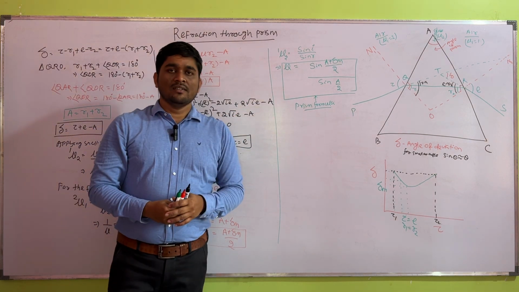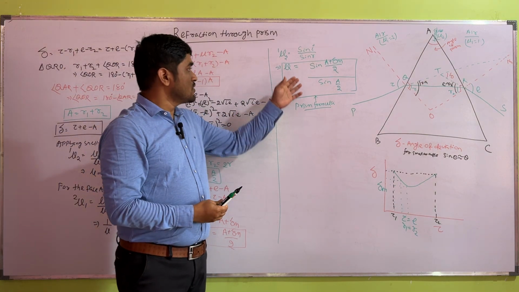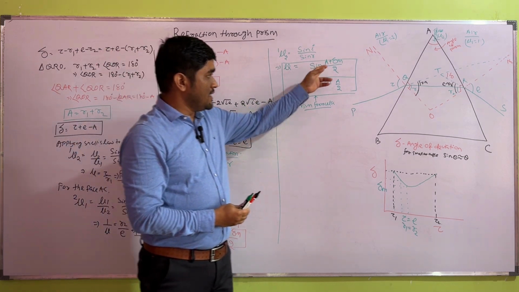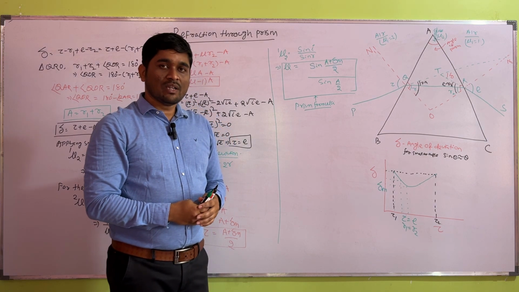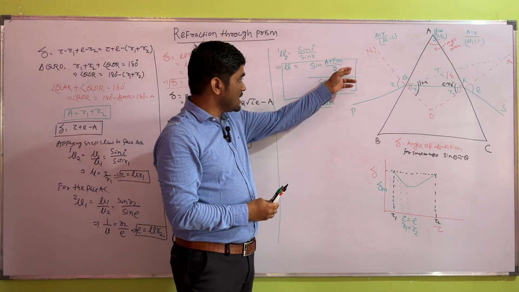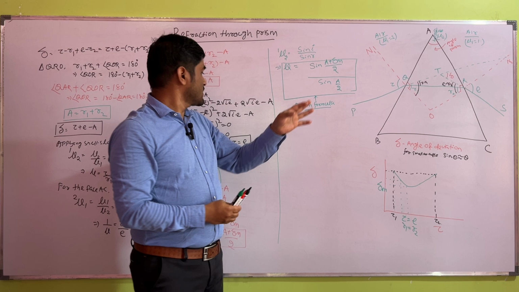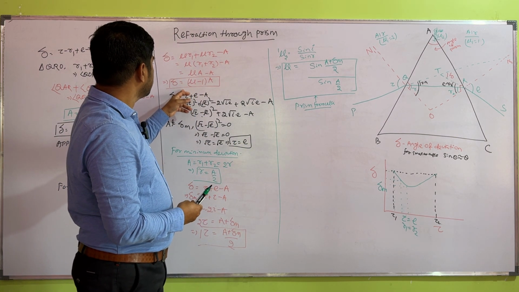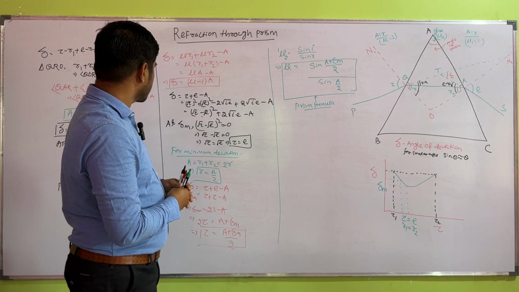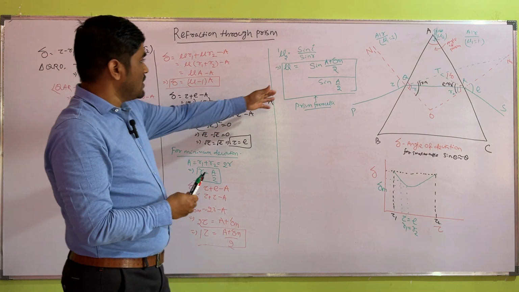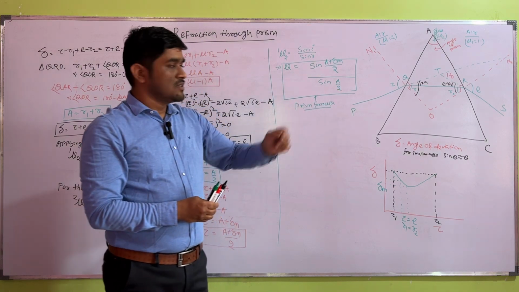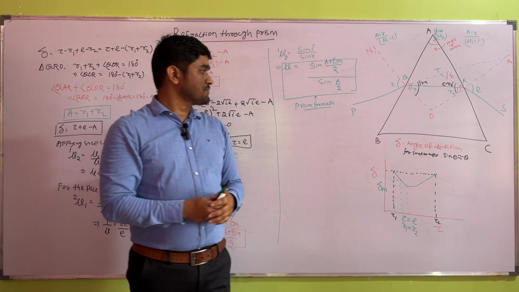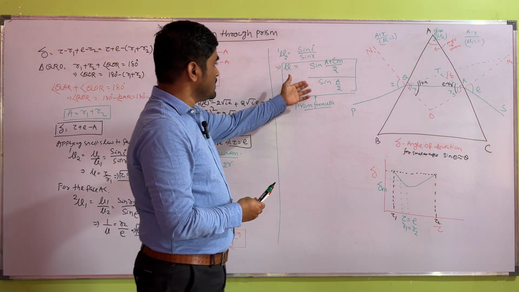By using this formula, you can find out the refractive index of the material. Clear? Where A is the angle of the prism, which you can measure, and del M is the angle of minimum deviation. So by using this formula, you can calculate the refractive index of the material of the prism. Clear? You have to remember this formula.